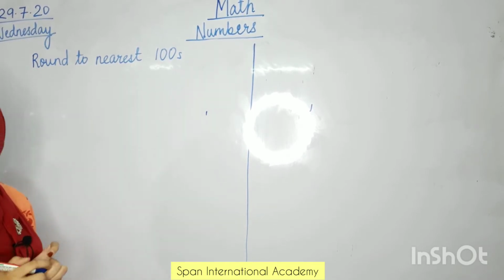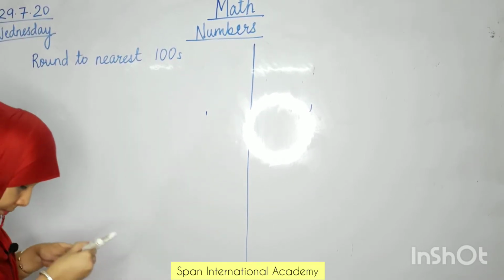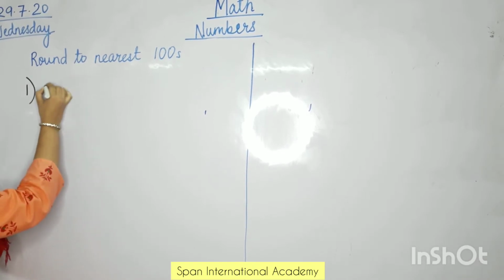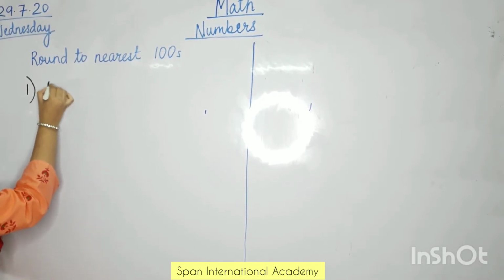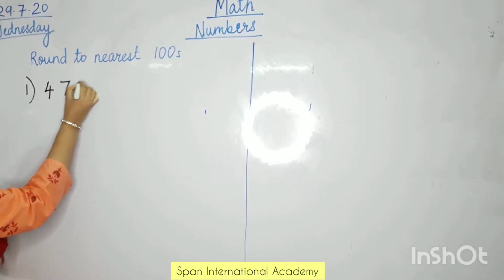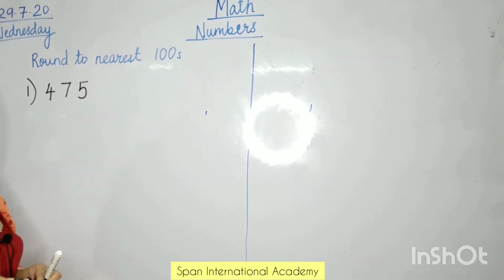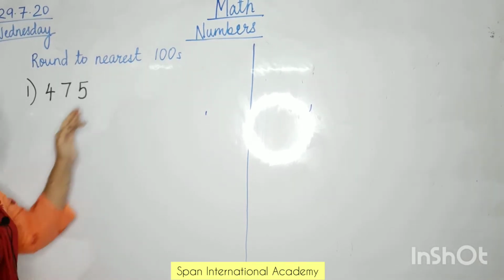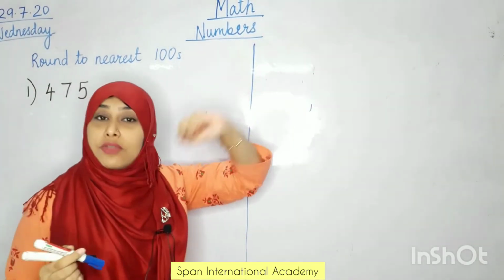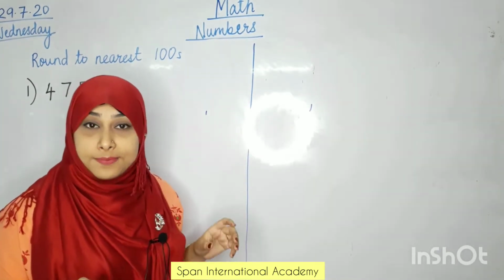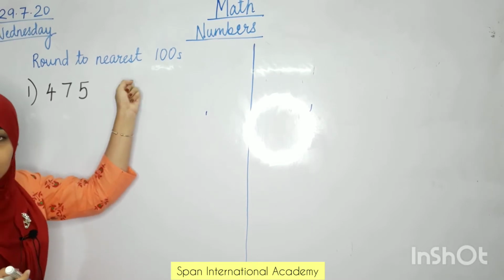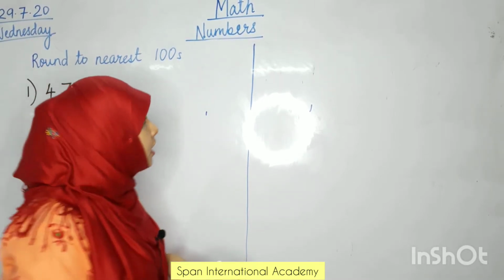What will we do? First thing, we will take a number. Let's take the number 475. This is the first number. As we did for tens, we will be going through a few steps. We need to follow a few steps to round numbers to nearest tens or hundreds. So let's check.